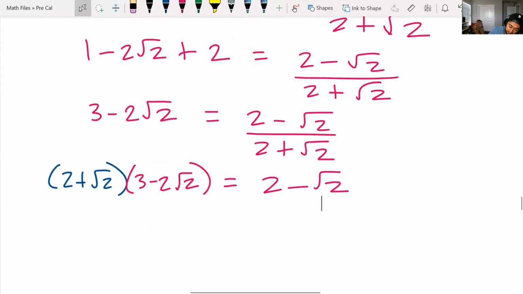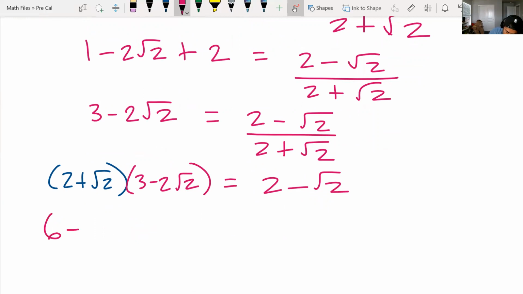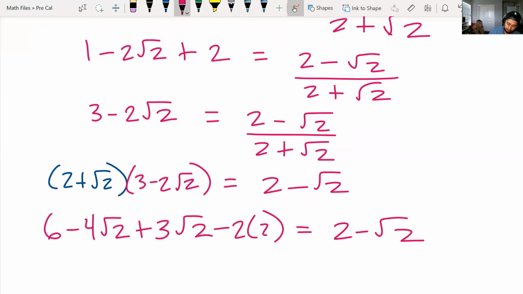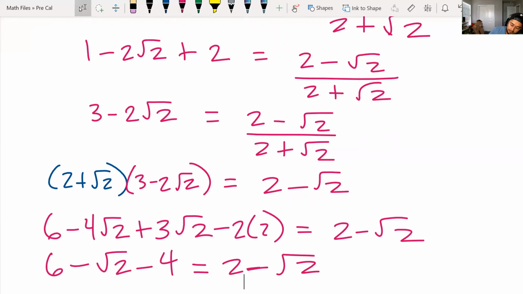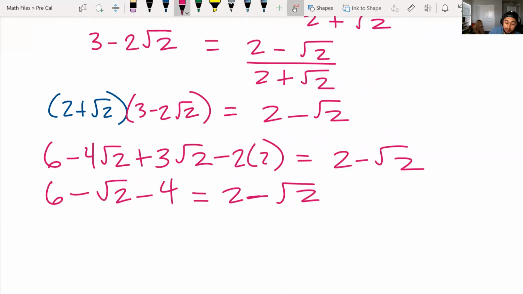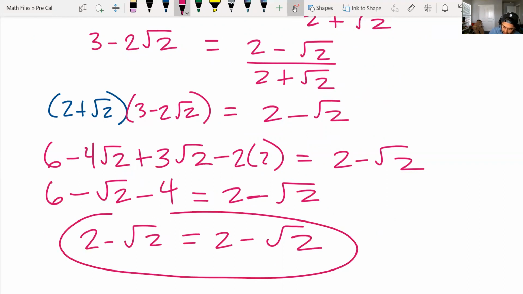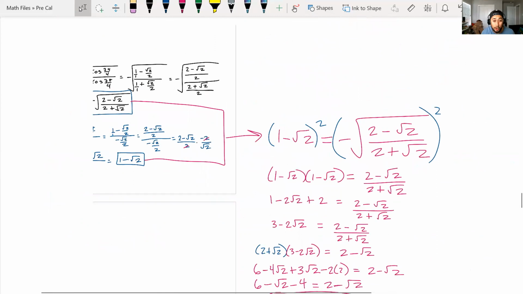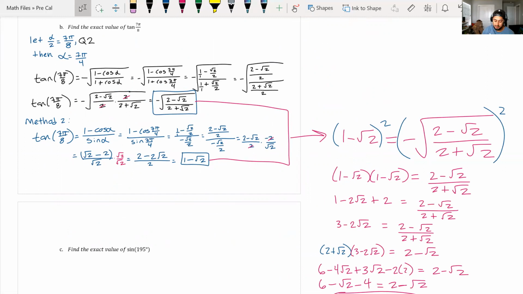Then I'll FOIL this out, and I'll get 6 minus, what's that? 4 square root 2 plus 3 square root 2 minus 2 times 2 equal to 2 minus the square root of 2. Now clean this up and I get 6 minus 1 square root 2 minus 4 equal to 2 minus the square root of 2. And one more cleanup, and look at what we have. 2 minus square root 2 equal to 2 minus square root 2. Thus proving that these two solutions are definitely equivalent. But that's the work we have to go through.